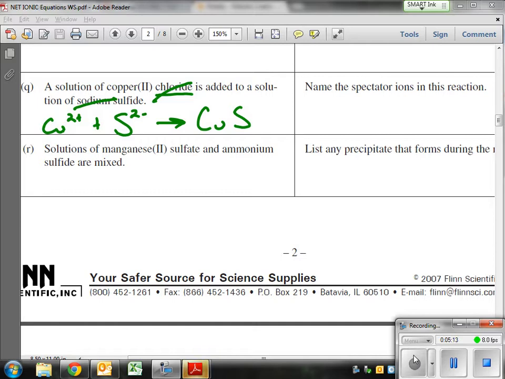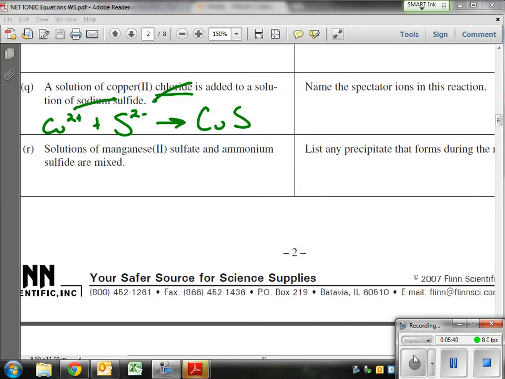I'm balanced by mass. But my charge also has to balance, which means these charges at the top have to equal out. So on this side I've got no charges. On this side I've got 2 plus and 2 minus. So 2 minus 2 is 0, so that balances out. So this is balanced. I've got an equation, and it says name the spectator ions in this reaction.